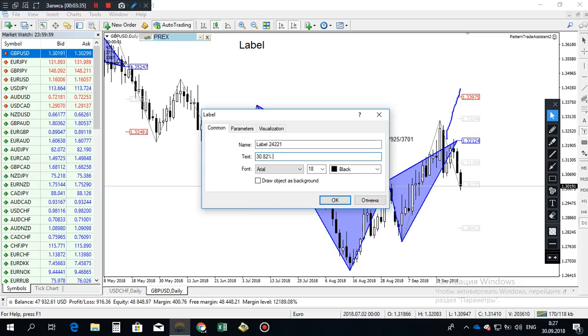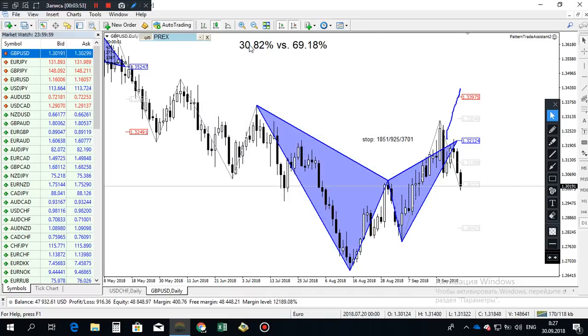And of course, if this doesn't happen, then we have something that is different from that. What is 100 minus 30.82? It is 69.18. Yes, 69.18% probability that it will give us some kind of reaction. What I mean by some kind of reaction is that it at least hits this level. So 69.18% that it will go to hit this level.